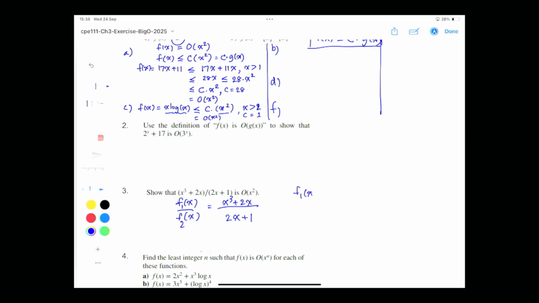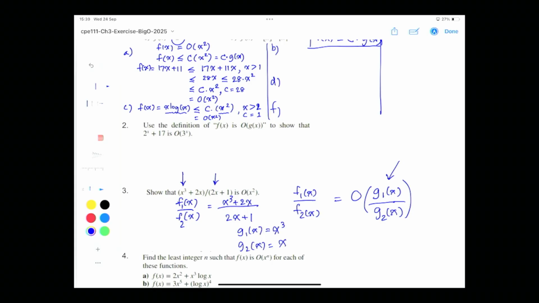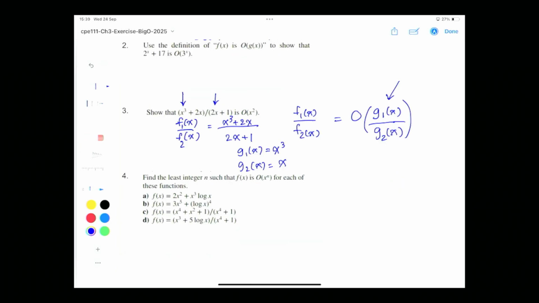So f1(x) would be equal to O of g1(x), and f2(x) is O of g2(x). Just find out the big O of f1 and f2 and then work on g1 divided by g2. That means g1(x) is actually focusing on this and this, right? I leave the details for you to work on. The main parts are here. This approach can be used for solving the problems down here, problem 4C and 4D.